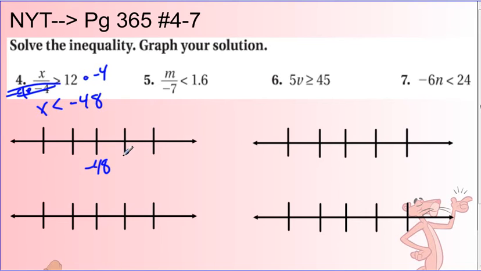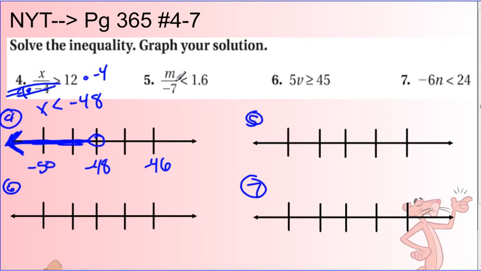I'm going to skip a number, but -47, -46, -49, -50. So I'm still counting by ones. I'm just not going to cram all those numbers in there and make it look a little ugly. And I need a hollow dot at negative 48 and shaded to the left, less than negative 48. So that's number 4. Number 5 we'll put over here. There's number 6, number 7.